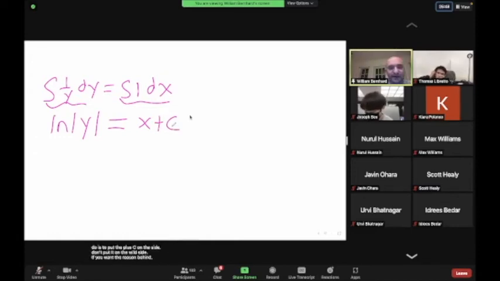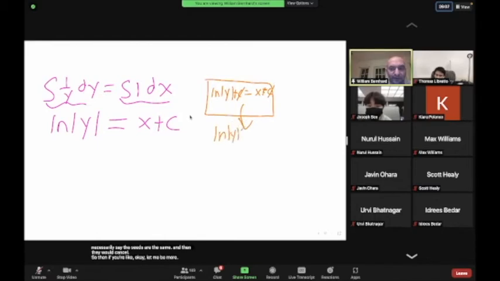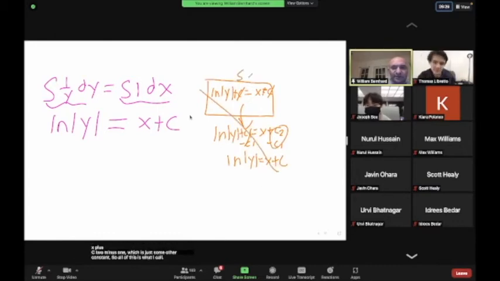If you want the reason behind it, it's silly to put the plus c on both sides. Let me just show you why you never do that. ln of absolute value of y plus c equals x plus c. That's silly because you're not allowed to necessarily say the c's are the same, and then they would cancel. If you're like, okay, let me be more appropriate and put plus c1 on one side and c2 on the other side, that's still silly because if you subtract c1 from c2, then you get ln of absolute value of y is equal to x plus c2 minus c1, which is just some other constant. So all of this is what I call silly.